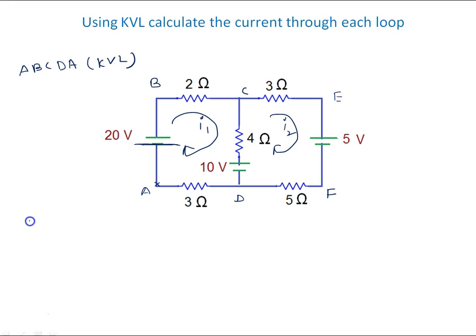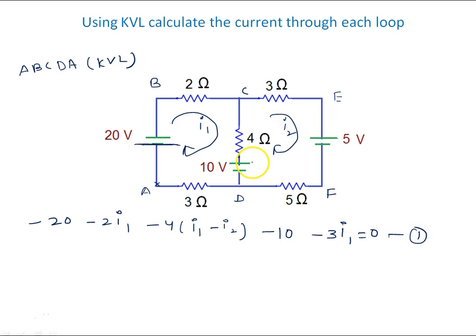So you will see it is minus 20, then minus 2I1, then minus 4 (I1 minus I2), then minus 10, minus 3I1 equal to 0. You get one equation. Second loop, you start from this end like this. Suppose you say you are moving here, you will say minus 5. You are starting from this point.